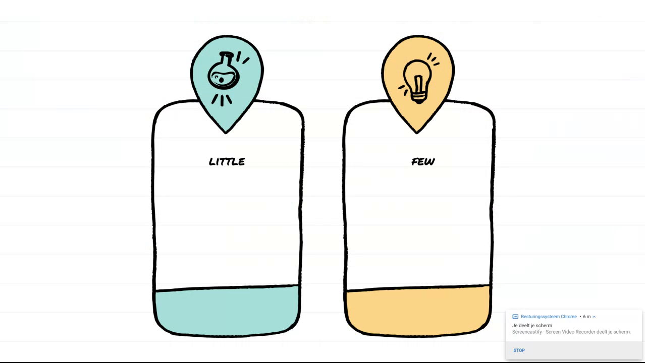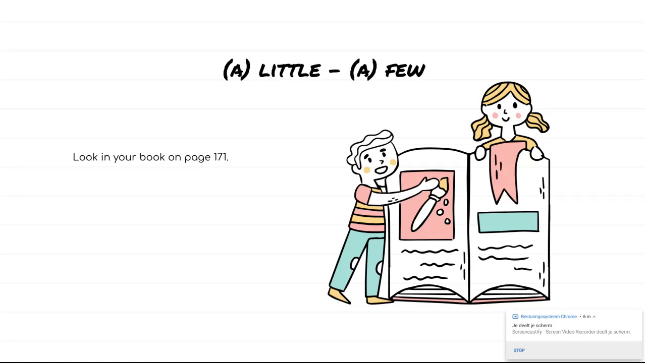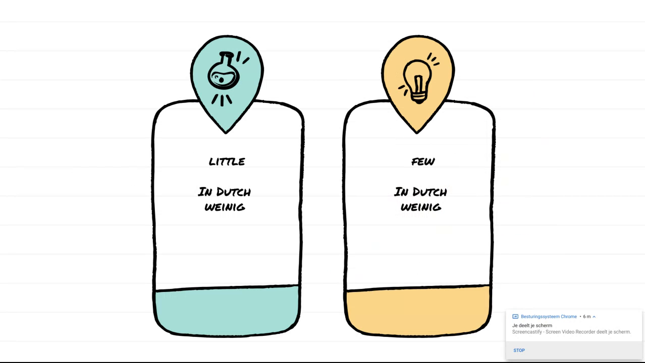Little, not a little, but little, and few, not a few. In Dutch, the meaning of little is weinig, and for few, weinig. So again, like much and many, it's the same meaning, but when do you use little and when do you use few? That's also in your book. You might be confused. Pay attention.